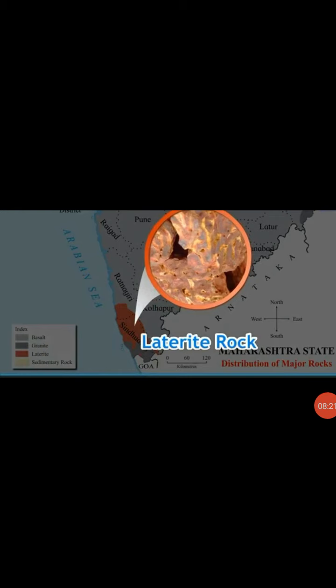Laterite. In the coastal region of Konkan in Maharashtra, we find laterite rock. It is found especially in Ratnagiri and Sindhudurg districts. As you can see the red spots, Sindhudurg and Ratnagiri, laterite rock is mostly found in this place. So students, here we have completed chapter number 7, rocks and rock types.